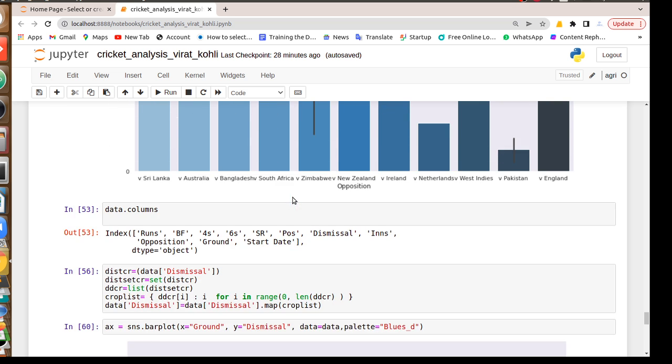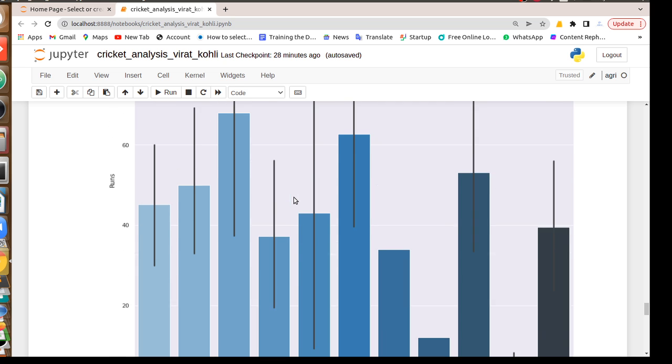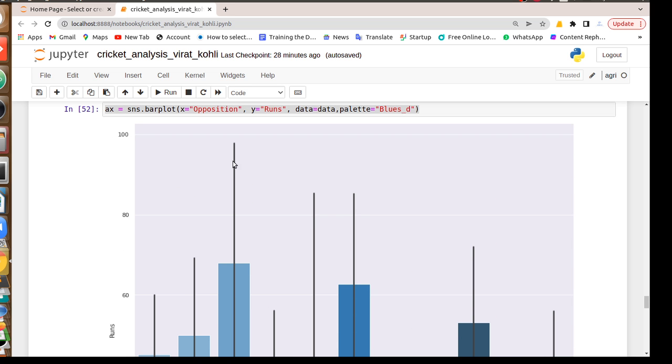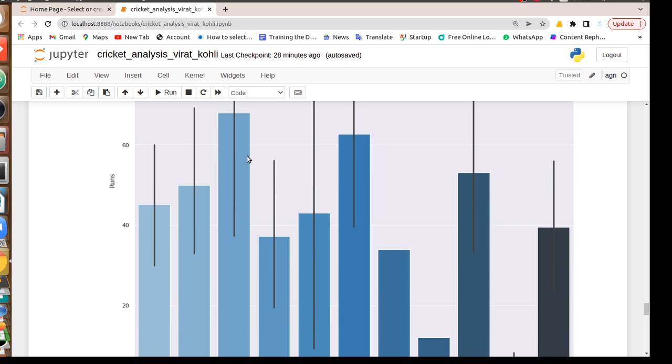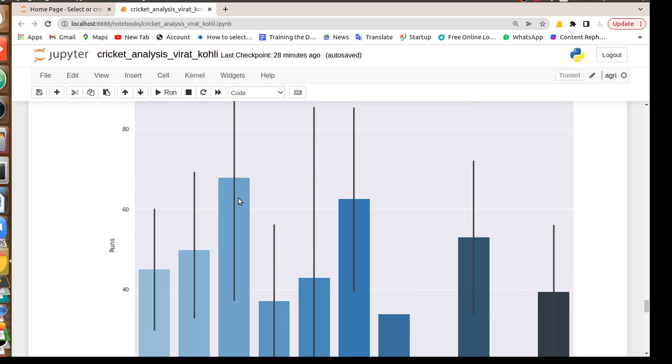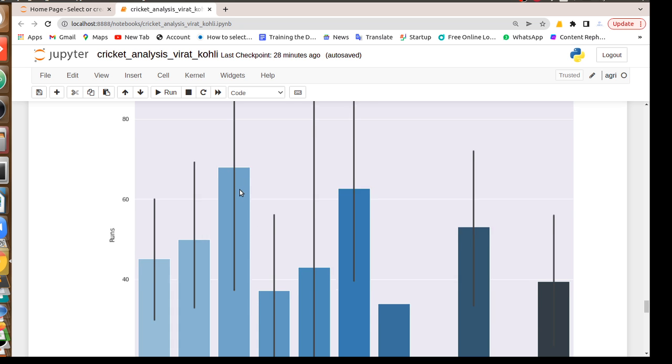So these are the things we can analyze. This is a bar graph, and the line shows us the maximum. Where the line and the bar graph intersect, that's the mean. Where the line ends below, that's the minimum score. The darkest line will show us the minimum and max, and the bar graph shows us the average, the mean.